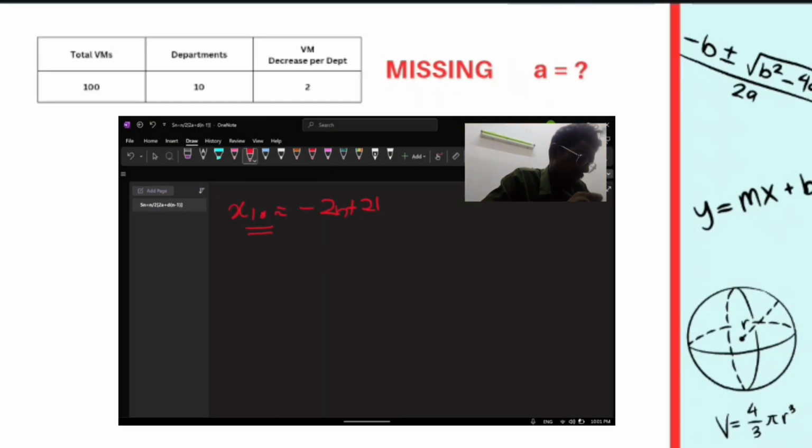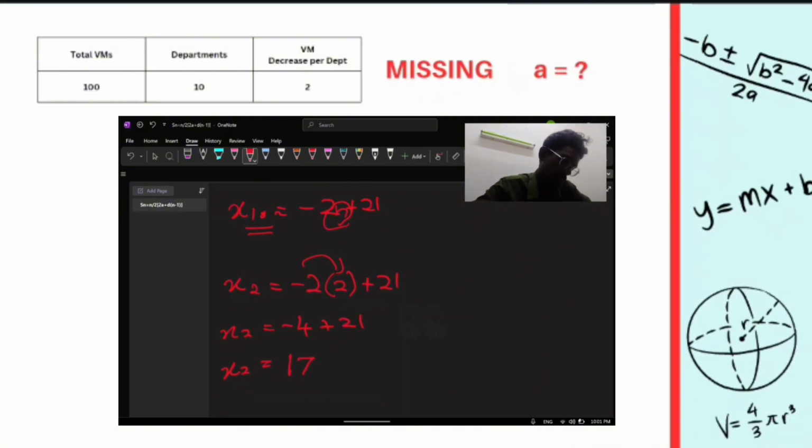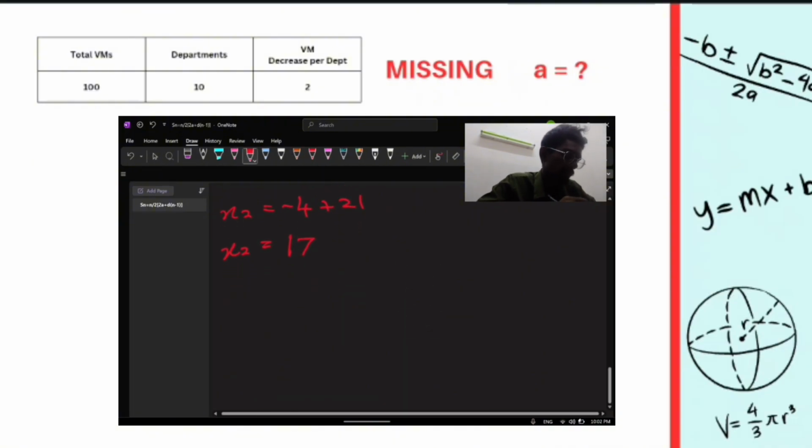To replace the number of the department with the value of n, we need to find the second department. Now we will substitute the value of n with the number 2 in negative 2n plus 21. So negative 2 multiplied by 2 is negative 4, plus 21. So the second term is 17. Same goes for the rest of the terms.